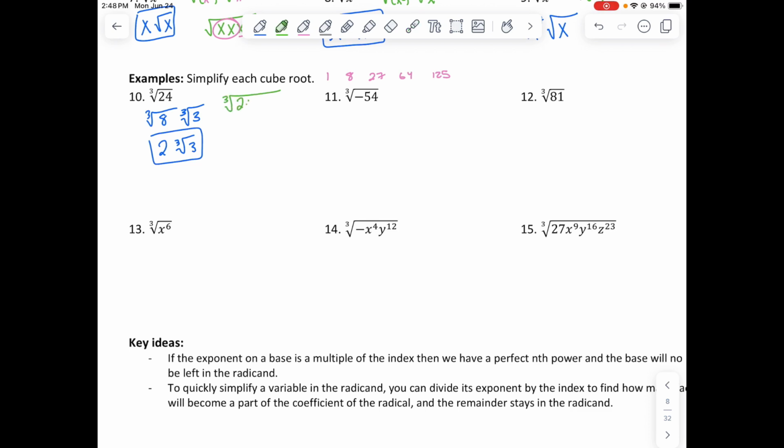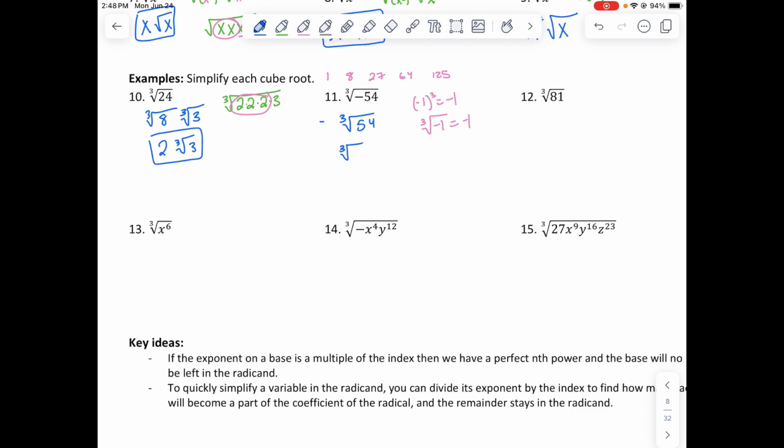Although my prime factor breakdown is the same as before, this is 2 times 2 times 2 times 3, I'm now looking for a set of 3 factors inside because I'm looking for a perfect cube. On the next problem, I have the cube root of negative 54. Since it's a cube root, I can take a negative, and the negative I'm just going to write out front at the start so I don't forget. And that's because negative 1 cubed is negative 1, so the cube root of negative 1 is negative 1.